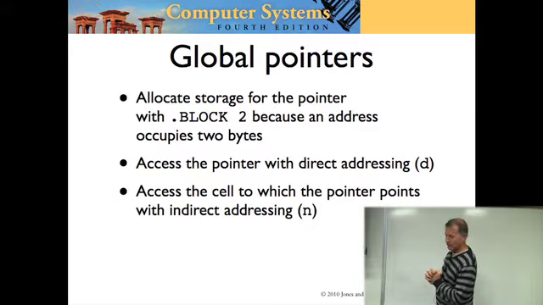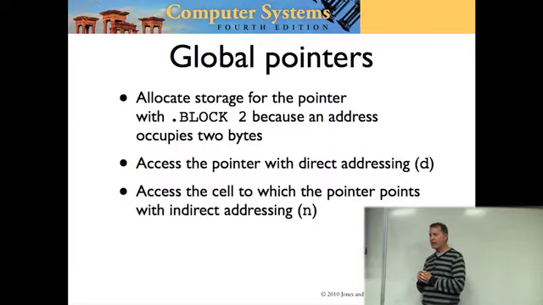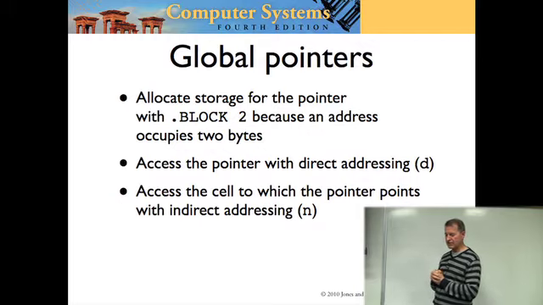Okay. So the topic here then is global pointers. Now, everybody knows, what is a pointer? What have we always said a pointer is? The address. It's an address of some data, of an object. Okay? And in PEP 8, all addresses are how many bytes? 2 bytes. So if we have a global pointer, you allocate storage for it the same way you allocate storage for any integer with dot block. So we allocate storage for the pointer with dot block 2 because an address occupies 2 bytes.